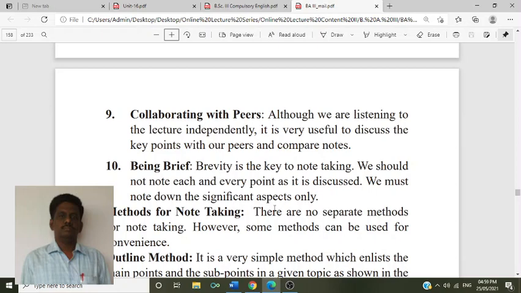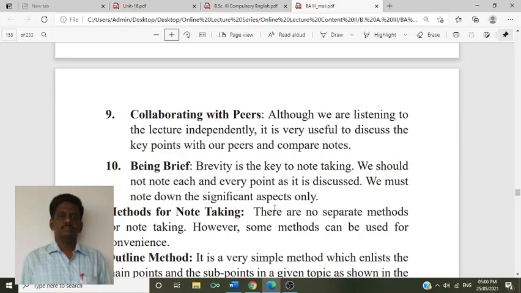So now let us discuss the methods for note taking. There are no separate methods for note taking. However, some methods can be used for convenience. This is a very important thing to note. You may feel, why should we learn the methods of note taking? We have been doing it for several years, from schooling onwards, in junior college and even in senior college. So why should we learn the methods of note taking at this point?